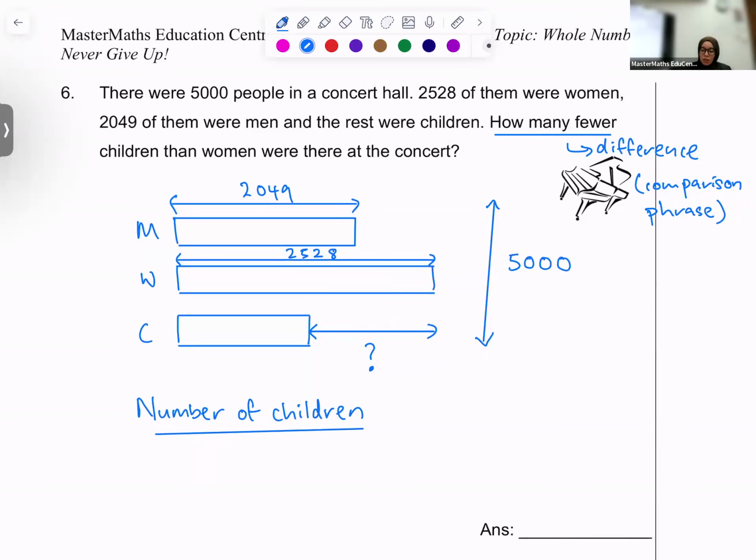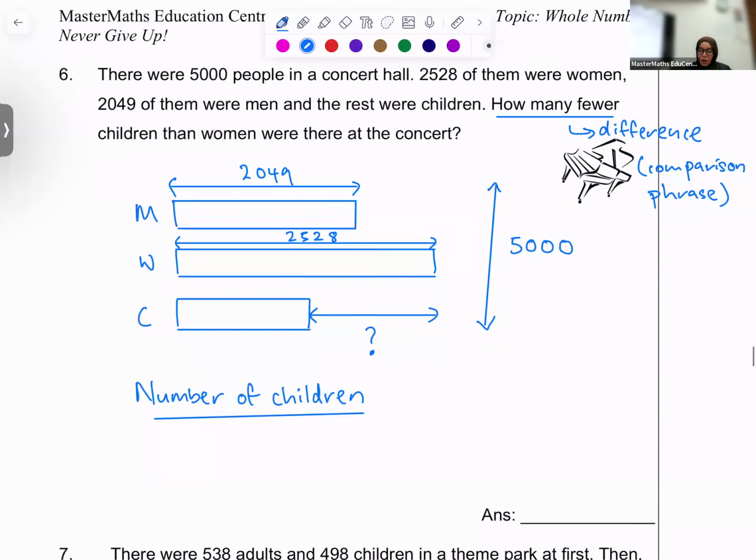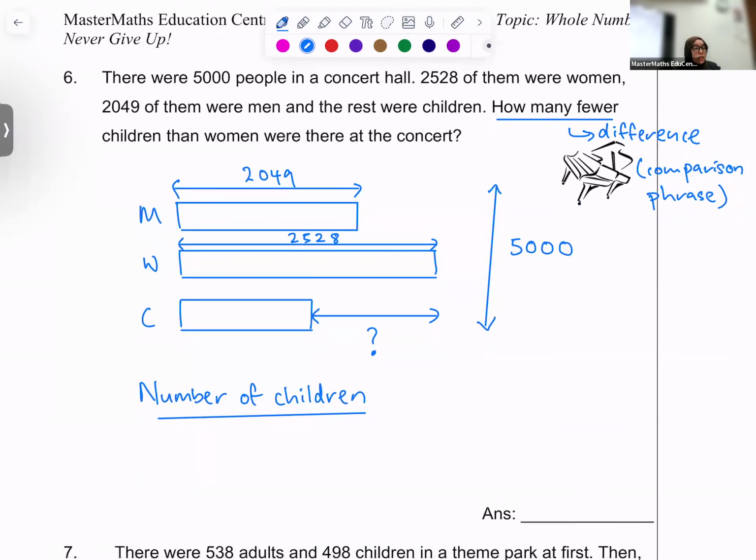Okay, it's really, really important that you ask yourself, what do I need to know to answer the question? I need to know the number of women and children. Do I have the number of women? Yes, I do. Do I have the number of children? No, I do not. So how do we find the number of children?